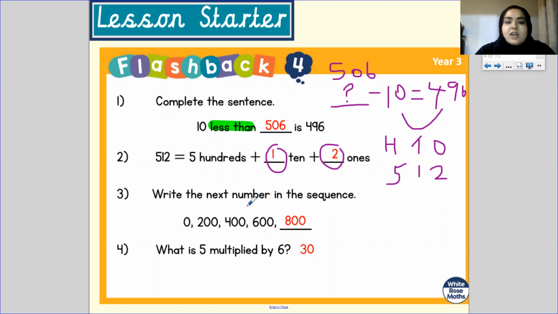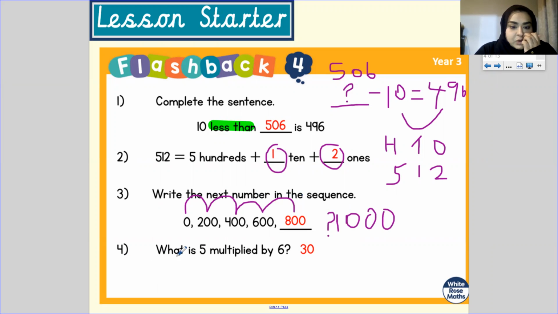So number 3 says write the next number in the sequence. You should have worked this out by looking at what the pattern is. So from 0 to 200, I've added 200. 200 to 400, I've added another 200. Then I've added another 200 and another 200. So what do you think the next one would be? Fantastic. That would be 1,000. So you should have been jumping up in 200s. That's what the pattern is showing.